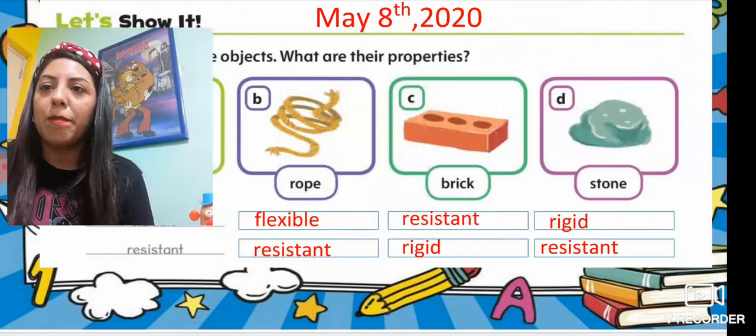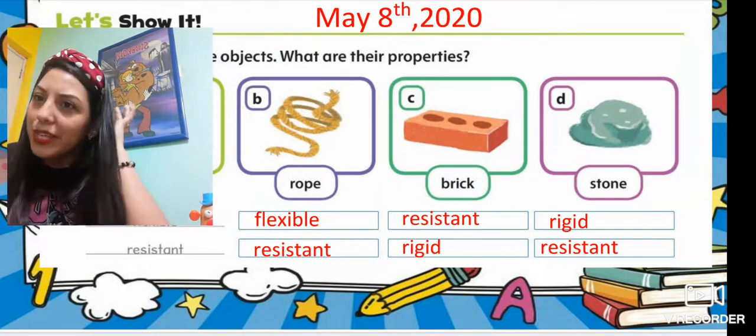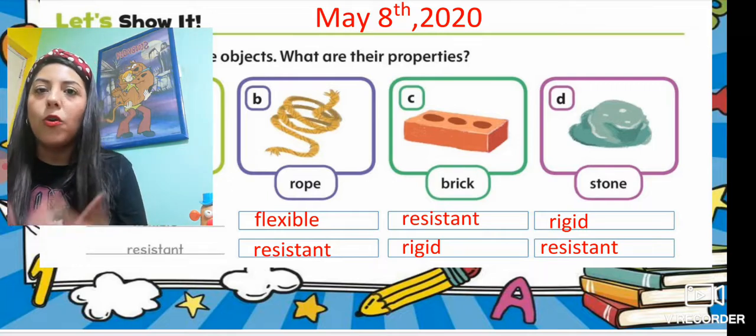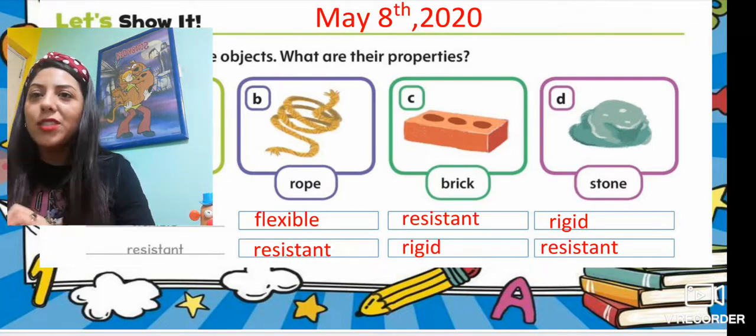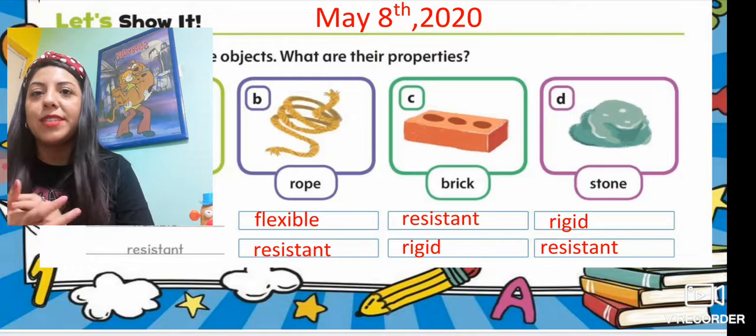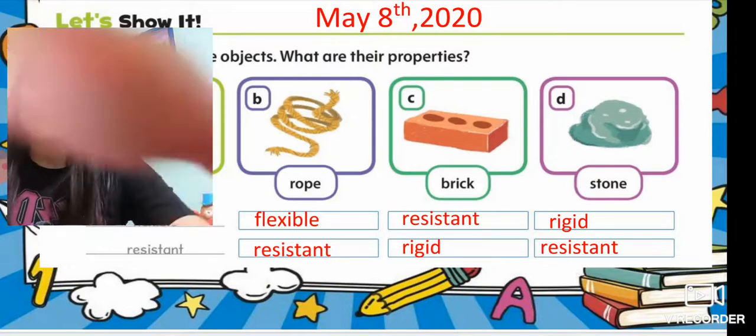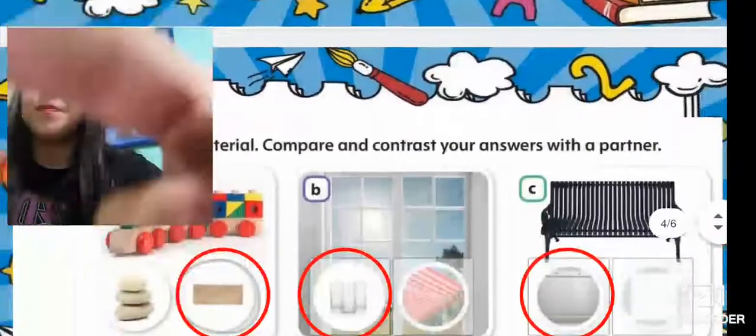Let me move my picture. Okay. In the letter D, we have a stone or a rock. A rock is rigid and it's very resistant. Okay. Let's continue.